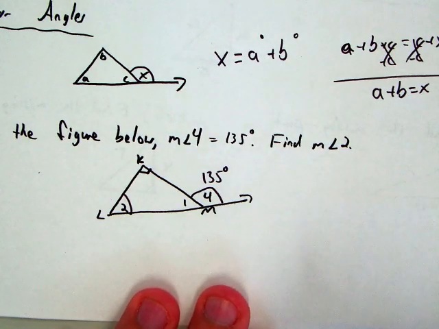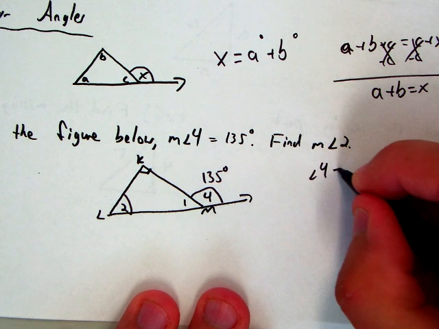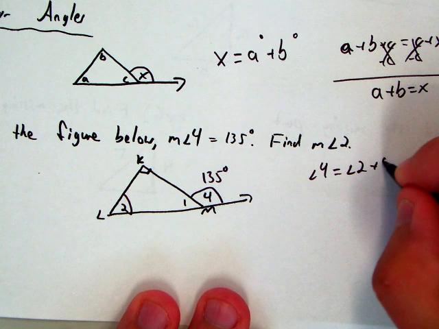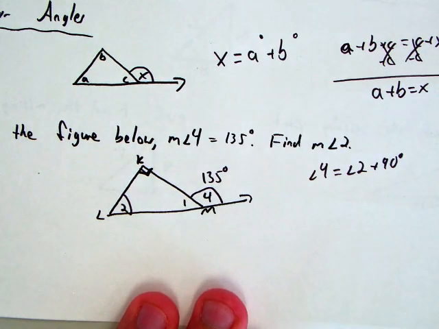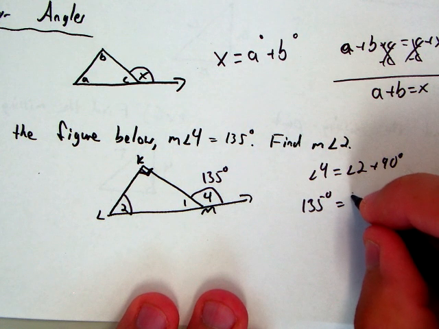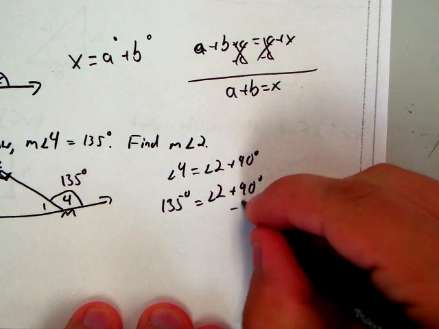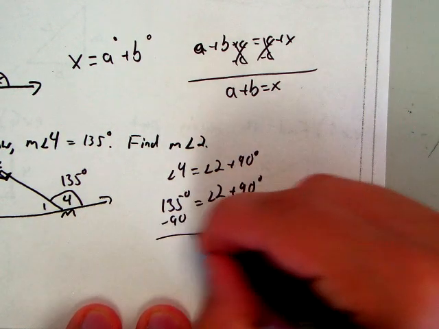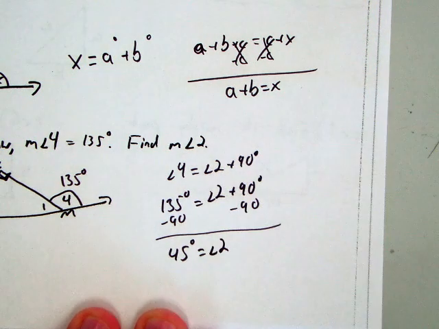So I can actually do this in two different ways. I'm going to use the equation that we came up with on top. So angle 4 is equal to angle 2 plus the 90 degree angle, which is right here. Angle 4 is 135 degrees. Angle 2 is what I'm looking for, and I have 90 degrees. Subtract 90 from both sides, and I get 45 degrees is what angle 2 is.